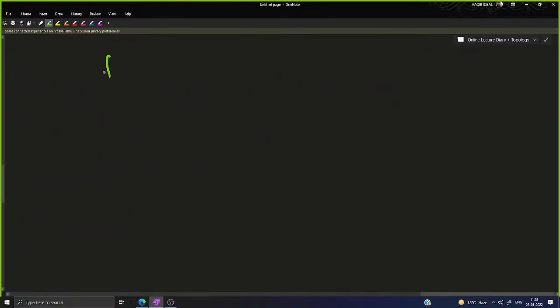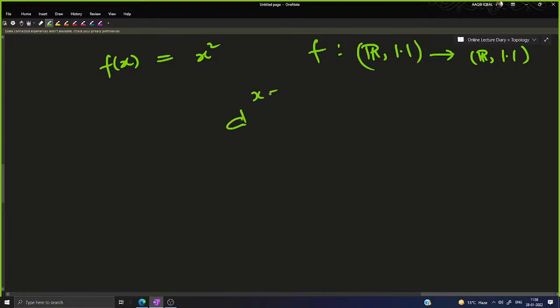On the other hand, if you look at f of x equal to x square, again from R with the usual metric into R with the usual metric, if you take f of x to be x square, it's not an isometry. Why? Simply, let's take x to be 1 and u to be say 2. Now see, what is the distance between x and u? What is the distance between these 2 points? 1. What is the distance between their images?